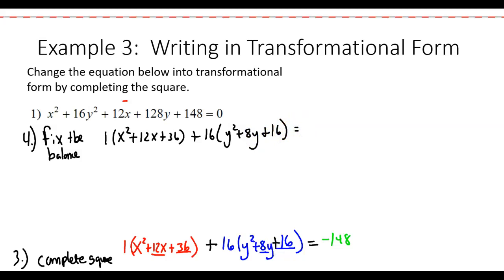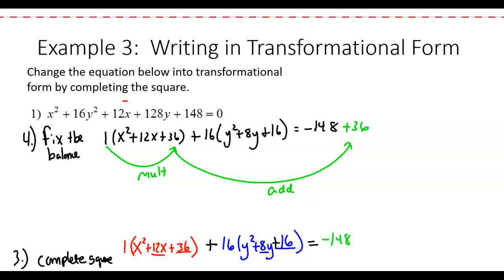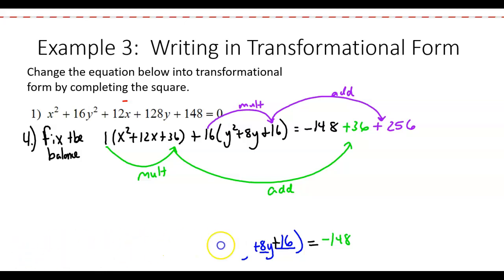Should have been a plus down here, guys. Okay, so we're going to do 1 times 36, and we're going to add that over here. And we're going to do 16 times 16. We're going to add that over here. I think 16 times 16 is 256, if I'm not mistaken. So that keeps it balanced and fixed. That way, whatever I've added to the left side has also been added to the right side.